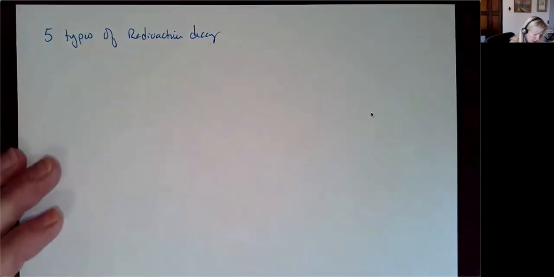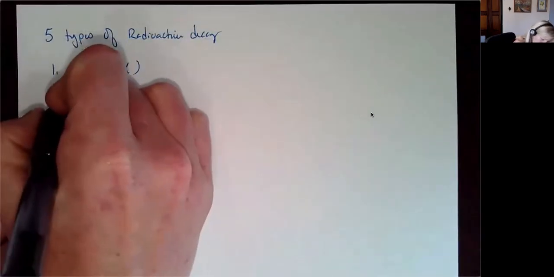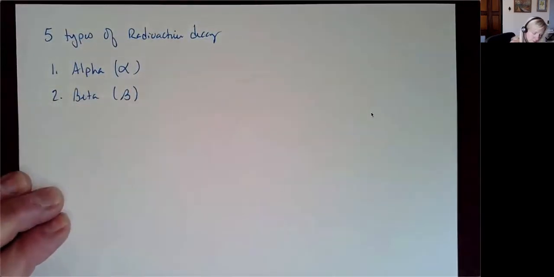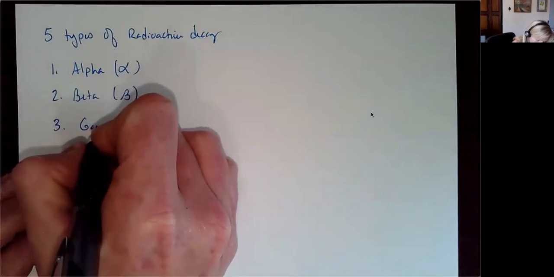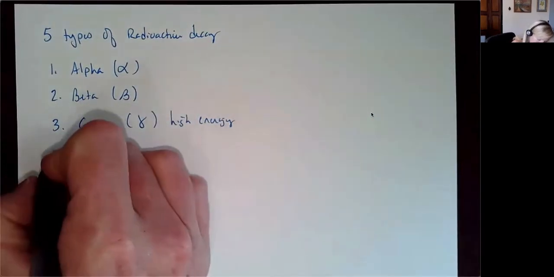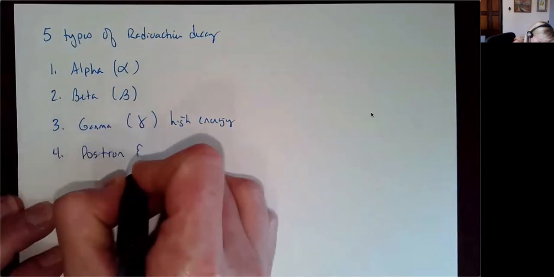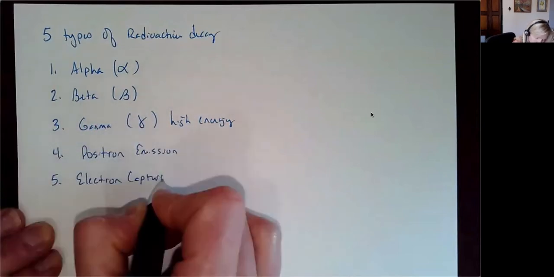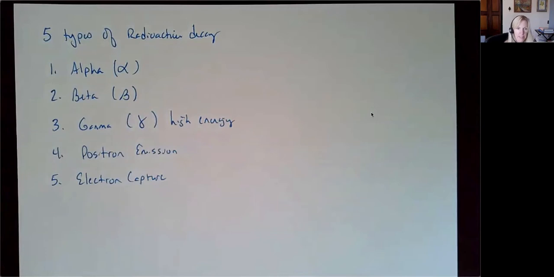So just to reiterate, remember we have 5 types of radioactive decay. We have alpha, we have beta, and these are our 2 most common. Gamma is an energy that usually is associated with an alpha or beta decay. We have positron emission and electron capture. And now we've had some practice writing these nuclear reactions where one of these events has happened.